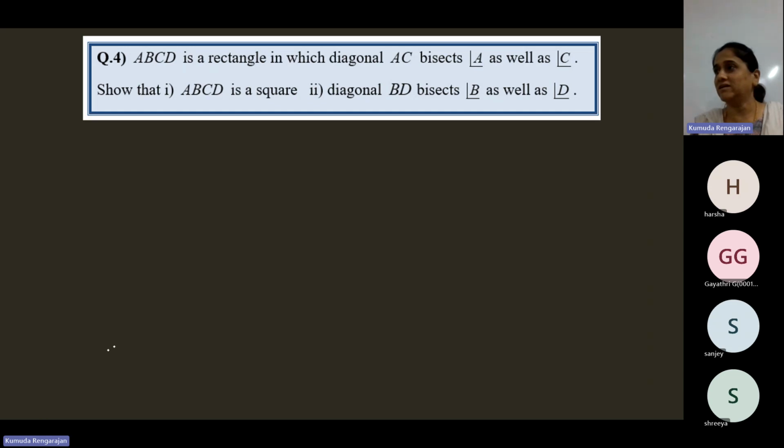ABCD is a rectangle in which diagonal AC bisects angle A as well as angle C. But we'll have to show that it's a square. So I'm going to draw a figure that looks like a square.